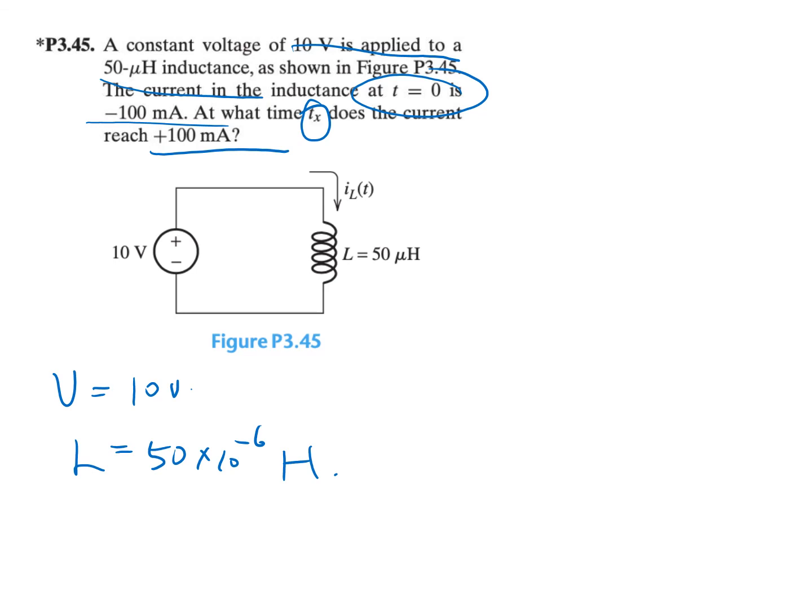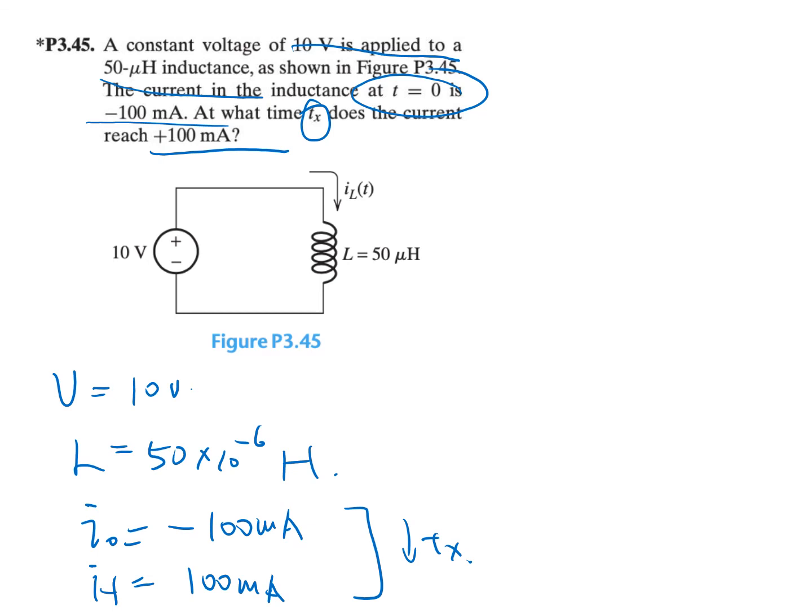The current in the inductance at t equal to 0, I0, is equal to negative 100 milliamp. I final is equal to 100 milliamp. And we are asked to find the time Tx. Well, we know that for inductors, to express the current, we can use the formula.